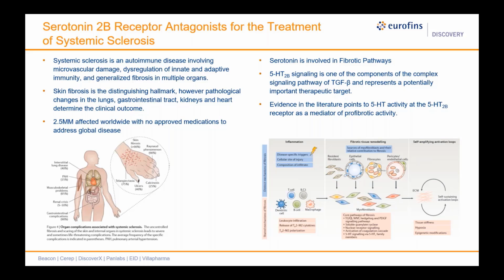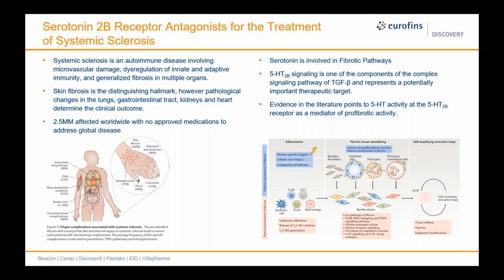A little background on systemic sclerosis. It's an autoimmune disease involving microvascular damage, dysregulation of innate and adaptive immunity, and generalized fibrosis in multiple organs. When patients go see the doctor, the first thing usually noticed is skin fibrosis. That's what leads them to further understanding of what problem they're having, but it's the pathological changes in the lungs and other major organs that determine the clinical outcome. This disease affects about 2.5 million people worldwide, and there are no approved medications to address it.